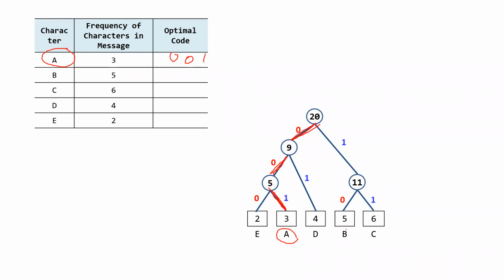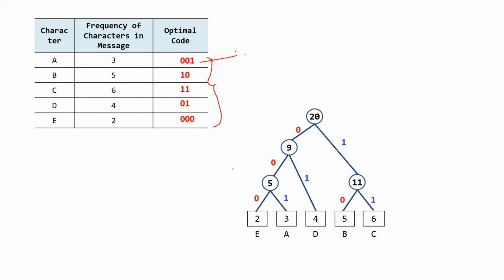Now for B, this is B. The optimal code will be: take the path from the root node to the character B and take these values, 1 and a 0. So as such, if you find out optimal codes for all the characters, these will be your optimal codes, and you can see that these are of variable lengths.